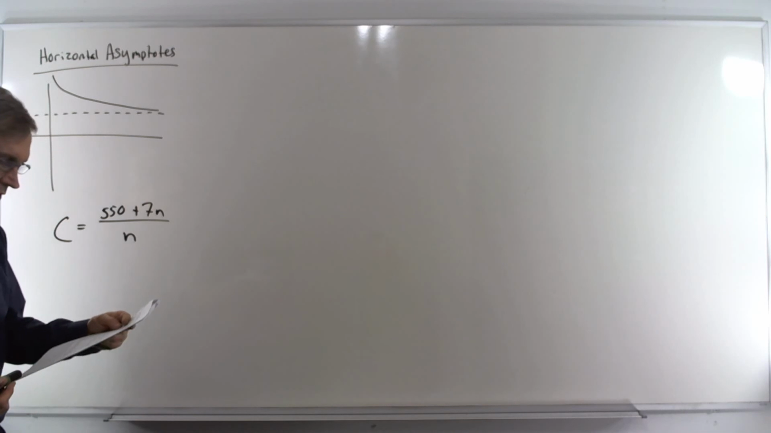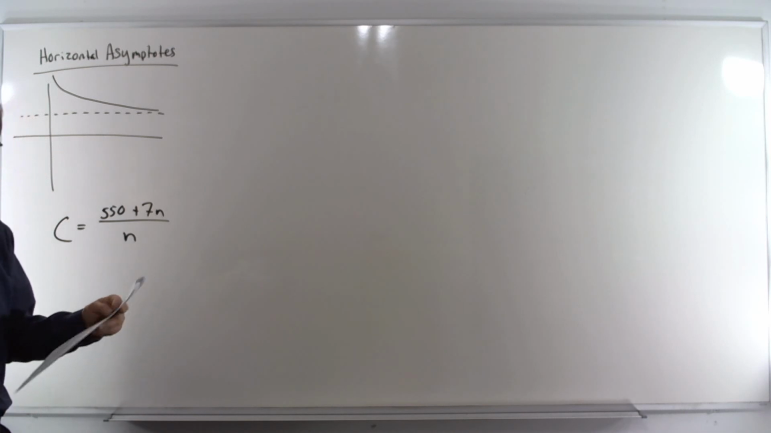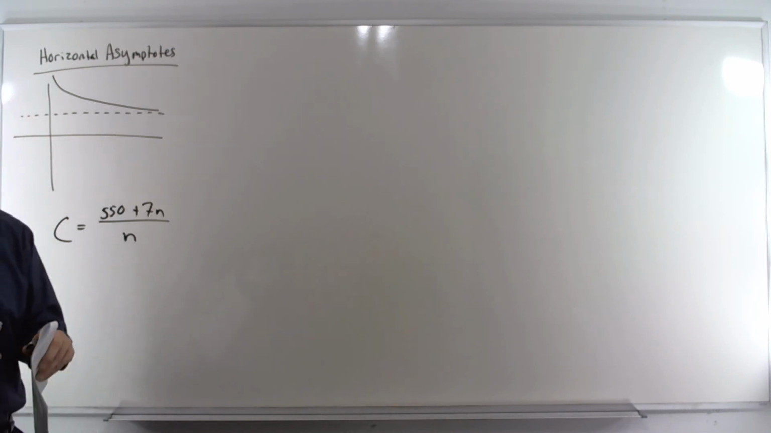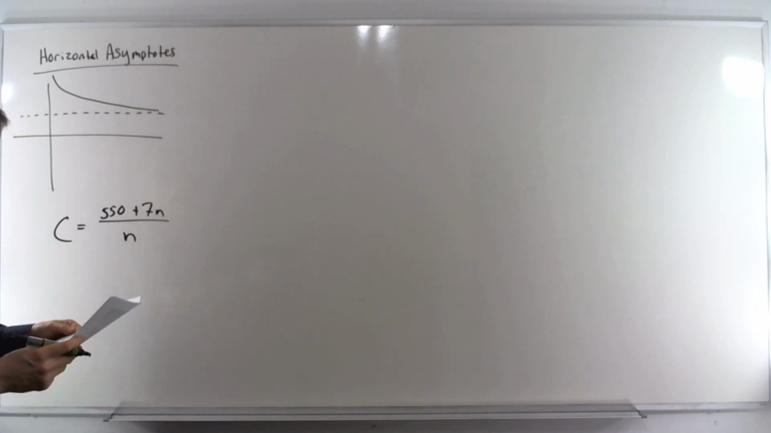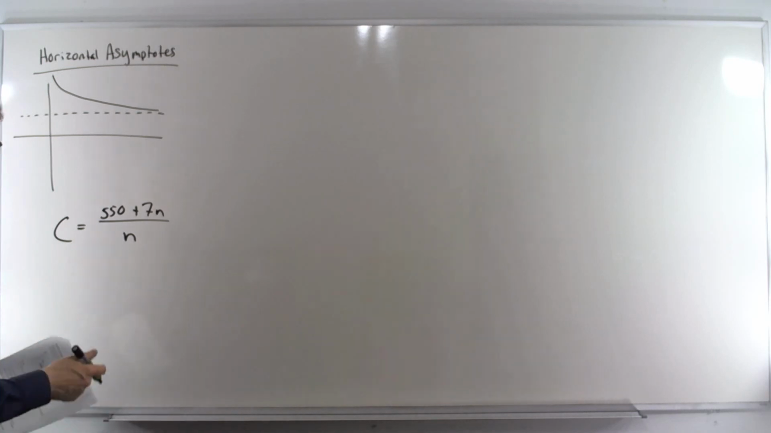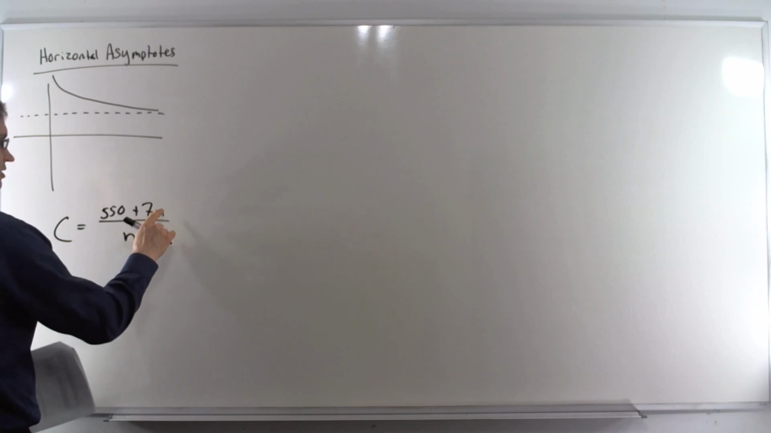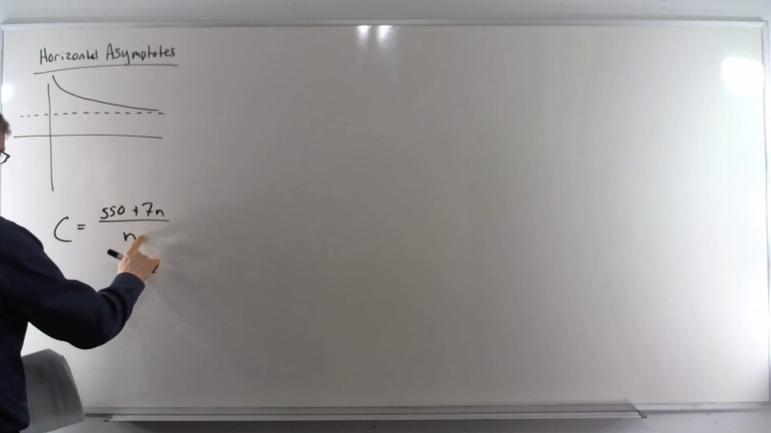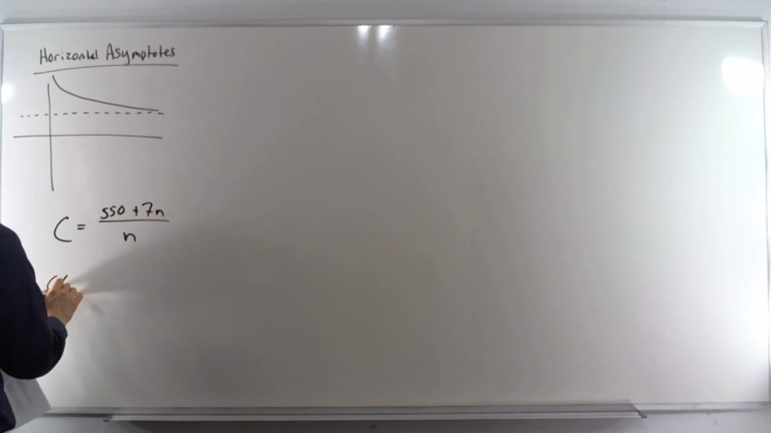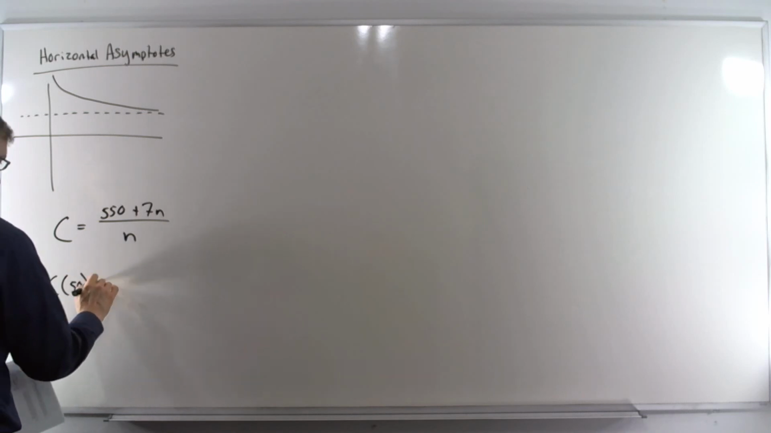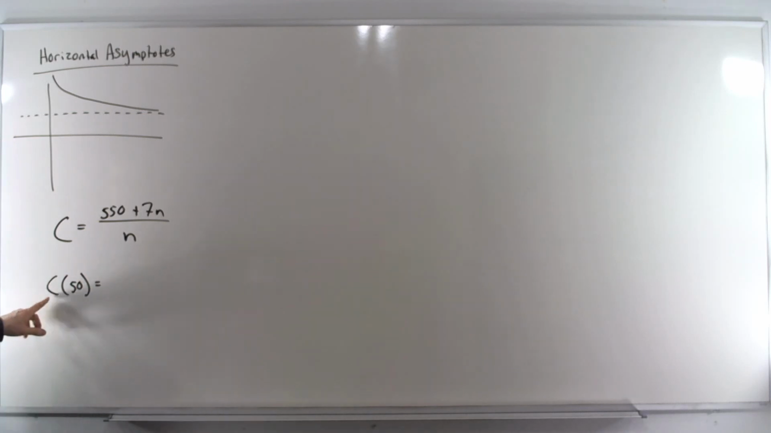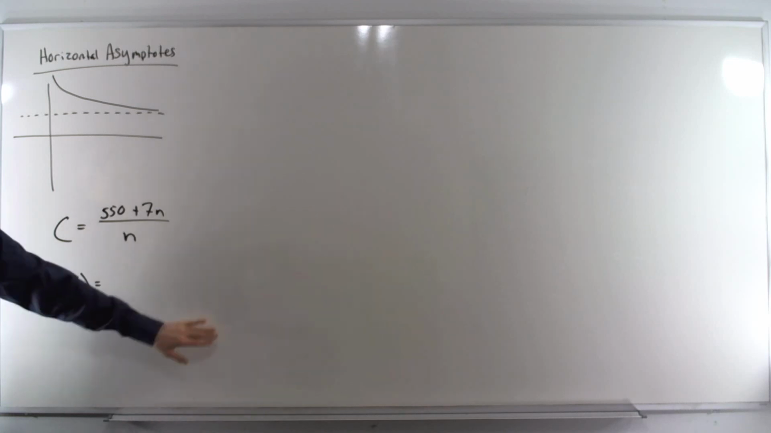All right, now to find the horizontal asymptote, the cost is calculated for large numbers of t-shirts. So we're going to do 50, 100, and 200. So I'm going to plug in those values for n, because that's the number of t-shirts. And this symbol means the cost of 50 t-shirts. These parentheses do not mean multiplication. It's just a notation.